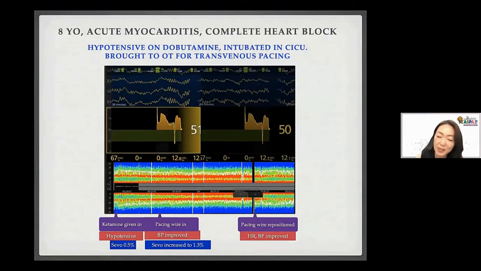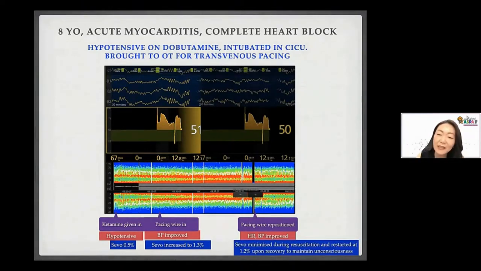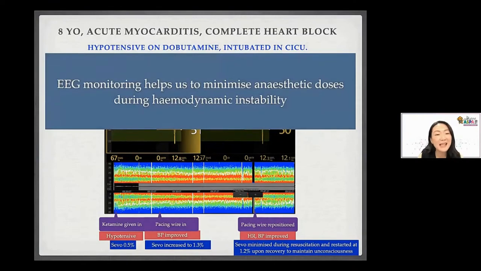Okay, the heart rate and blood pressure improved, and you can see she pretty much went back to normal electrical activity. And having the EEG monitoring at this point helped us to minimize the sevoflurane during the resuscitation, and we were able to restart it at 1.2% upon recovery when we saw that there was return of EEG activity. So we restarted the sevoflurane at 1.2% to maintain unconsciousness. So in this case, EEG monitoring helps us to minimize anesthetic doses during hemodynamic instability. Okay, so pretty useful.